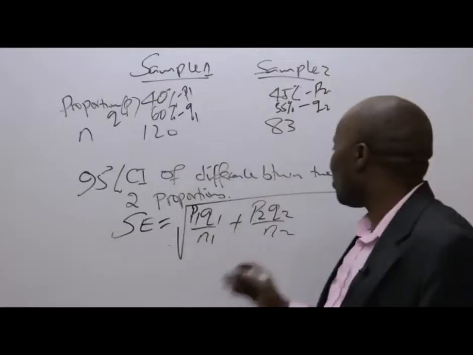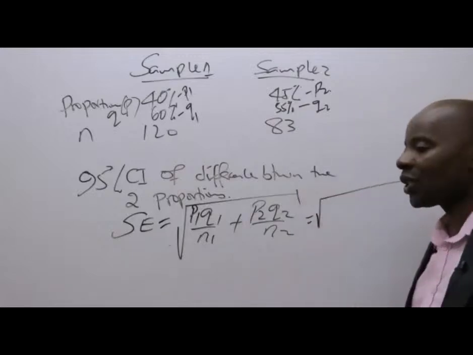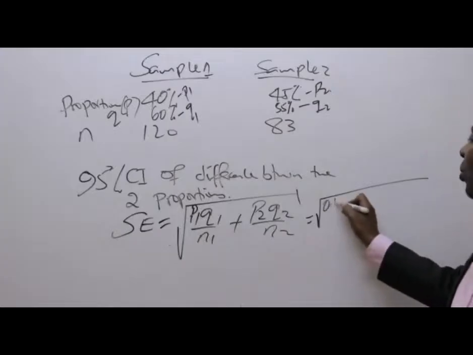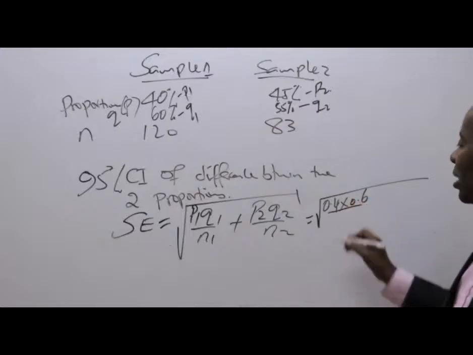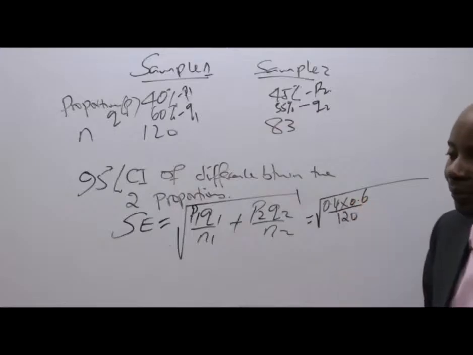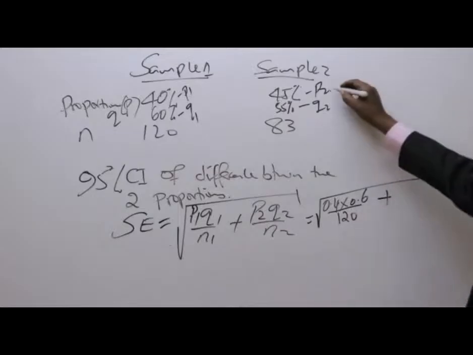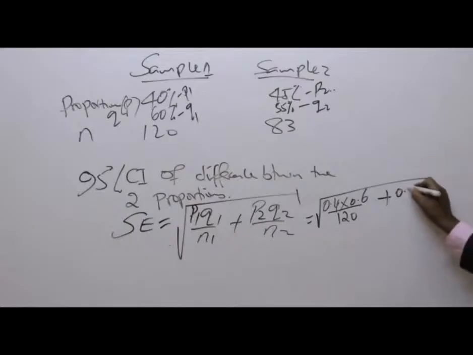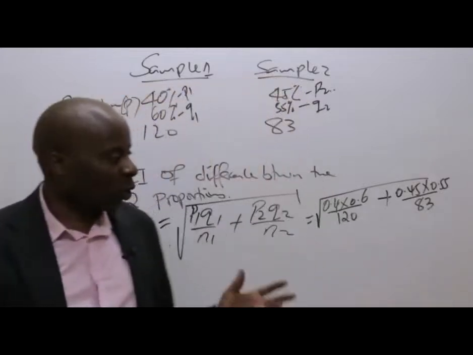Come right away here and do your substitution beneath this. We have P1, which is 0.4, times Q1, which is 0.6, all over N, which is 120, plus the second one, P2 Q2. So we have 0.45 times 0.55 all over 83. Here you have to be quite good with your calculator for you to give us the correct answer.